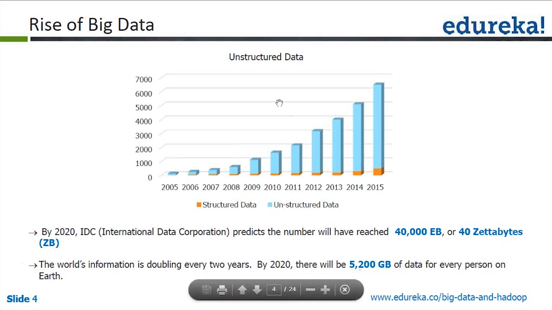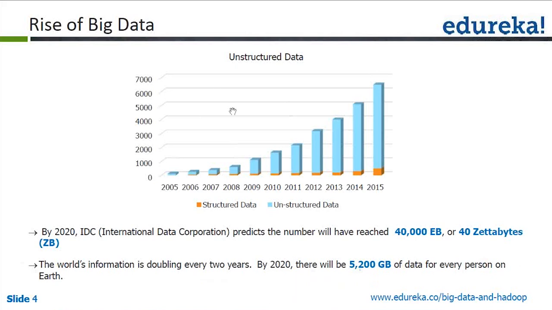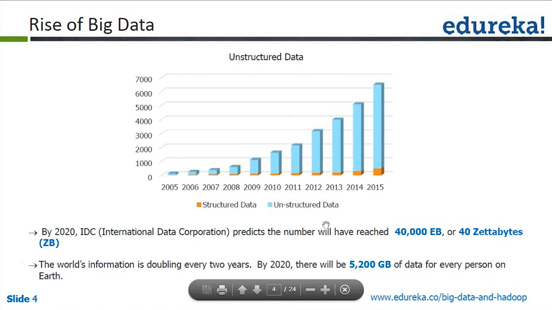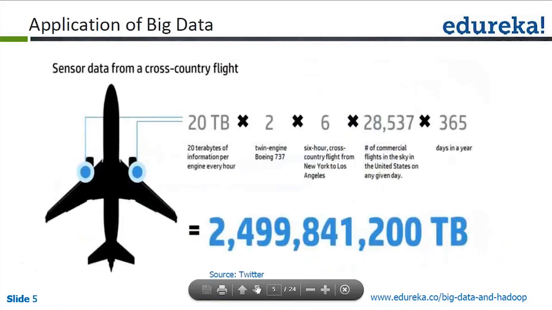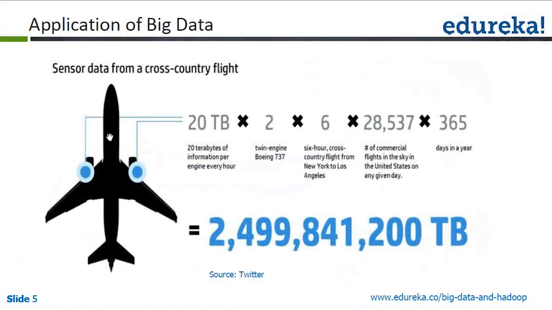These are the numbers showing how much data we will have by the end of 2020 and how much we are projecting. This is one simple use case: how much data is generated by a plane engine. Every plane engine generates around 20 terabytes of data per hour, with a twin engine and 6 hours of flight. We will have 28,537 such flights in a day, and in a year, on average, this is the amount of terabytes of data generated.